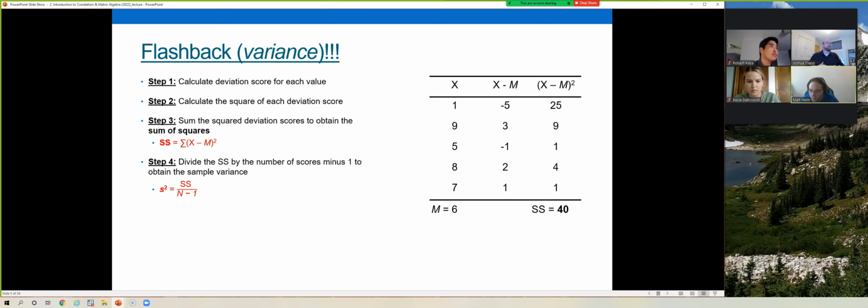So as my sample gets larger and larger, what's the relative impact of that n-1 denominator relative to n? It goes down, right? If I have a sample of 10 and I'm dividing by 9, that's going to have a much bigger impact on making that estimate larger than if I have a sample of 1,000 and I divide it by 999, right?